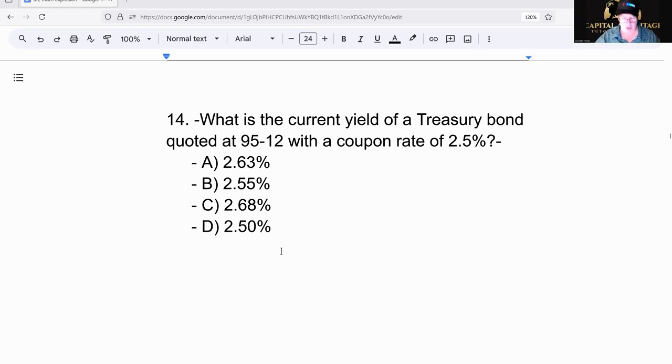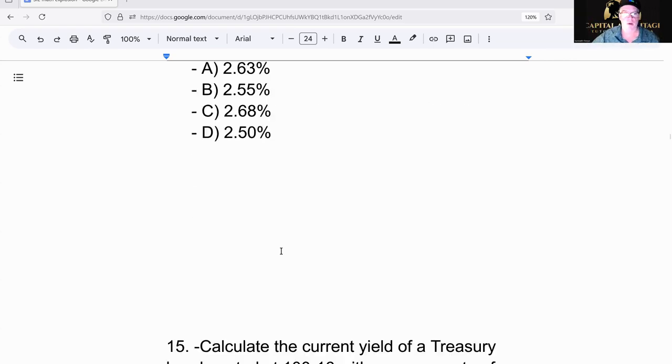Treasury, 12. I love it. Muscle memory. We're doing it till we can't get it wrong. 12 divided by 32, 0.375 plus 95 equals 95.375. I'm going to do 2.5 divided by 95.375. That gives me 2.62. 2.62 rounded up is going to be A as an apple. I freaking love it. One more, I think.